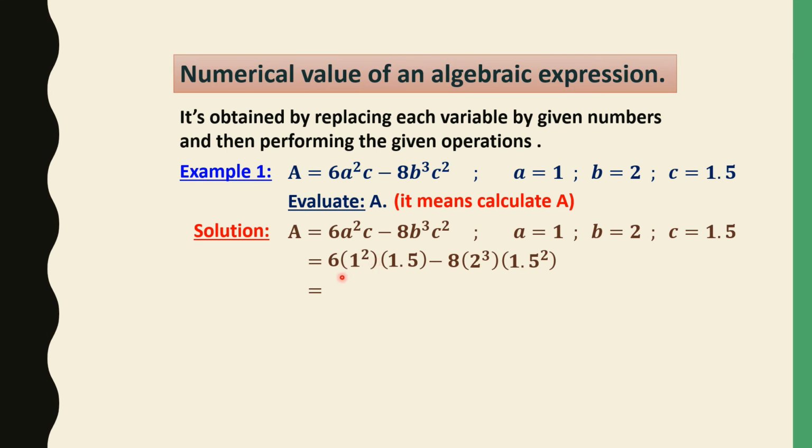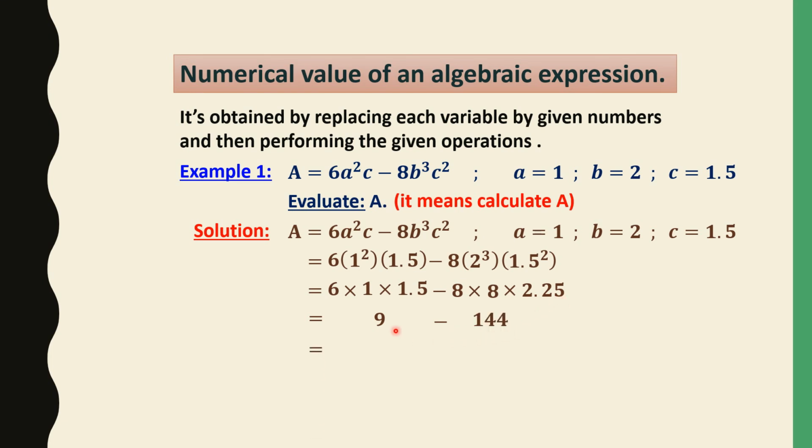Priority is for parentheses, so it's 6 times 1 squared is 1 times, and 1.5 we copy it, minus 8 we copy, 2 cubed is 8, so it's 8 times 8, and 1.5 squared is 2.25, it's 1.5 times 1.5, times 2.25. Now let's continue. Priority is for times before minus. 6 times 1 is 6 times 1.5, it's 9. Minus 8 times 8 is 64. 64 times 2.25, it's 144.